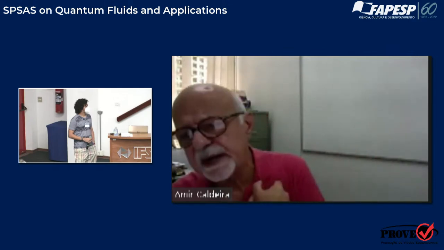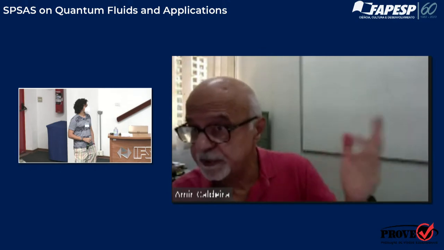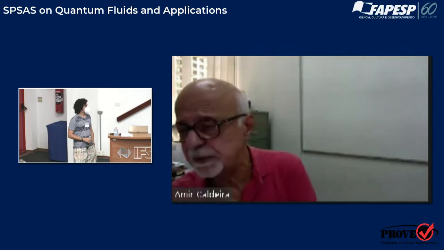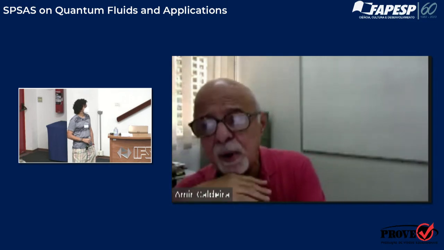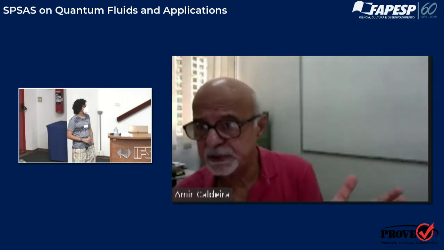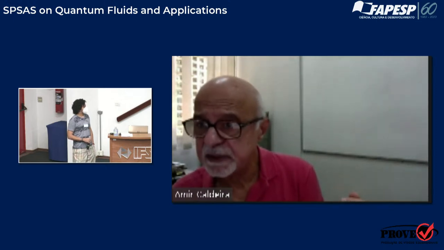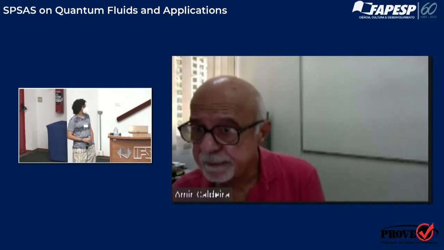You can quantize, you can promote your canonical variables Q and P to complex variables and try to make complex quantization. And you can also think about nonlinear Schrödinger equations. There is a whole lot of methods to try to quantize open systems. But my question is, why? Why do you want to do that? Do you really need it?